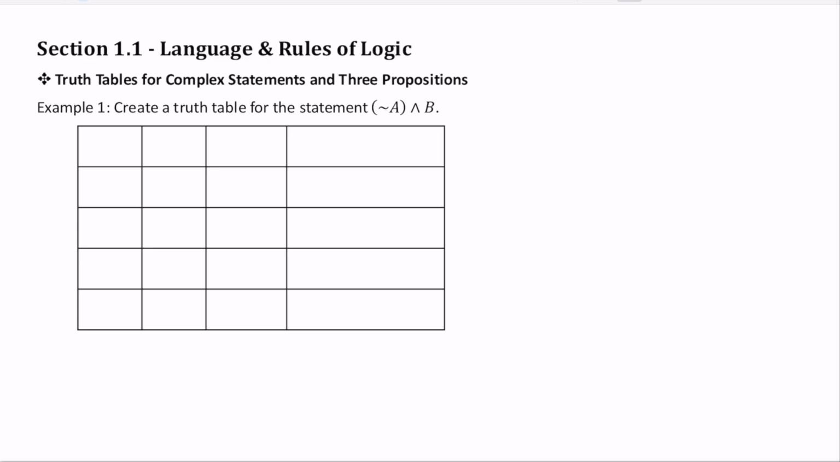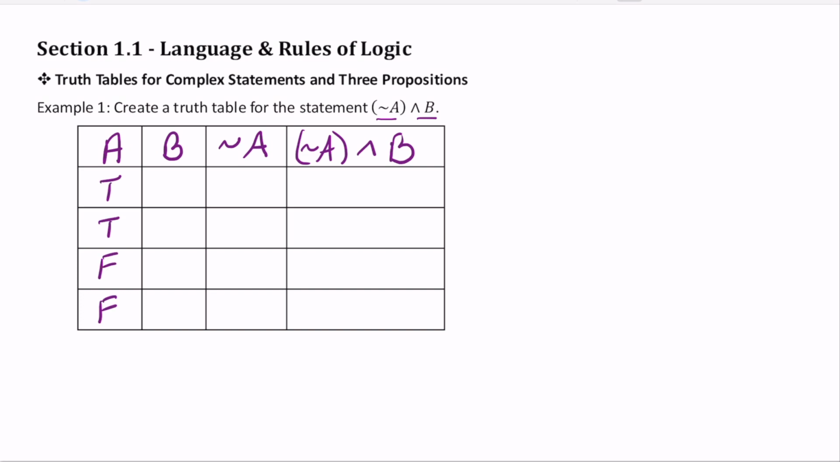For this statement, we need to know what not A is before we can determine what not A and B is. We will start the truth table by filling in the first 2 rows with the truth value pattern we discussed in the previous video. The next column will be the truth value for not A. The final column will be the truth value for the complete statement, not A and B.